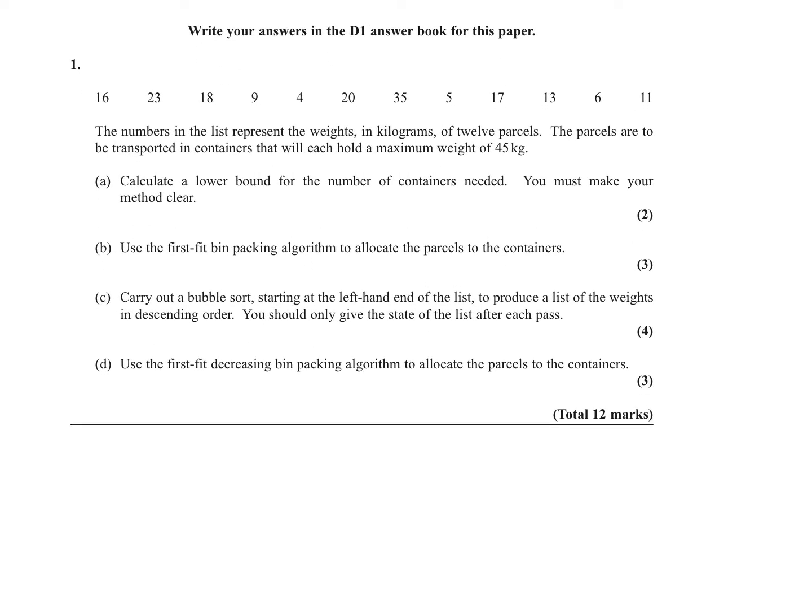Question 1, it says the numbers in the list represent the weights in kilograms of 12 parcels. The parcels are to be transported in containers that will each hold a maximum weight of 45 kg. Calculate a lower bound for the number of containers needed. You must make your method clear. So it says make your method clear. I am expecting you to write all of them added together. Some of you did not do this, that's okay.